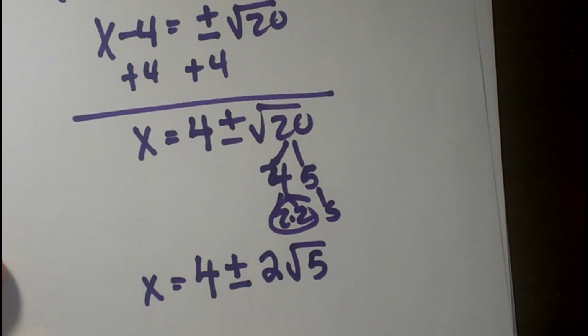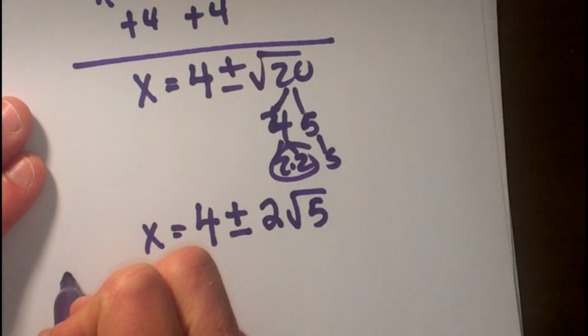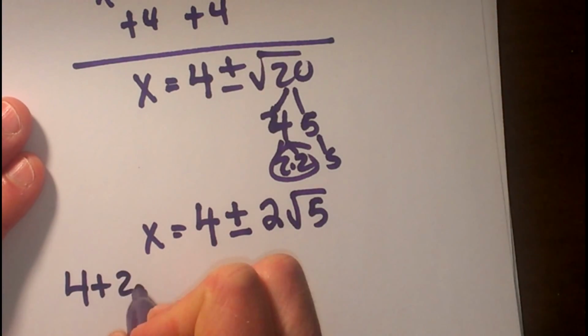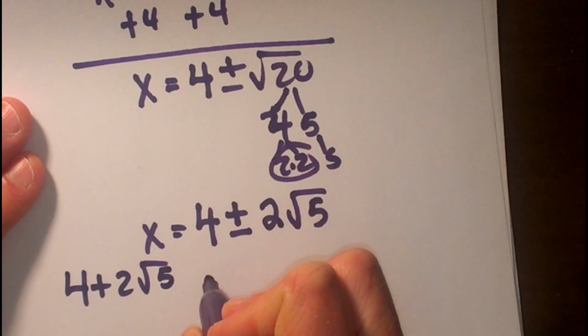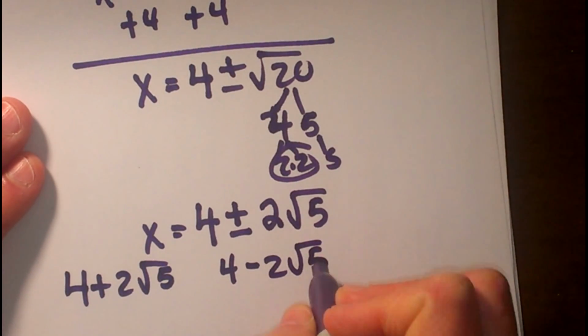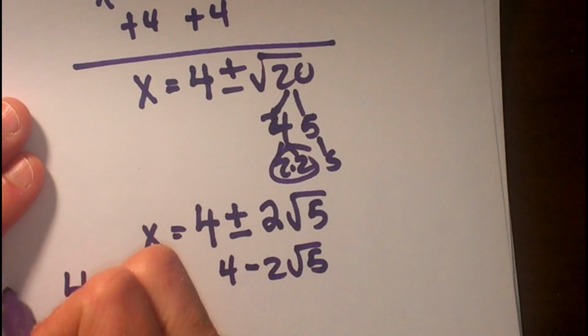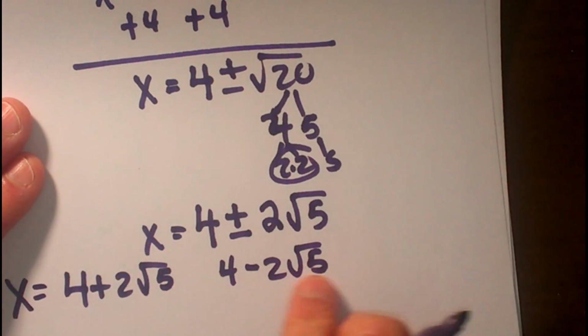But actually, that's two solutions. So let me break that up for you into two parts. It's going to be 4 plus 2 square root 5. And the other solution is 4 minus 2 square root 5. So if you need to evaluate those in the calculator, make sure you think about both solutions. So there you go. That's how you solve a quadratic using completing the square.